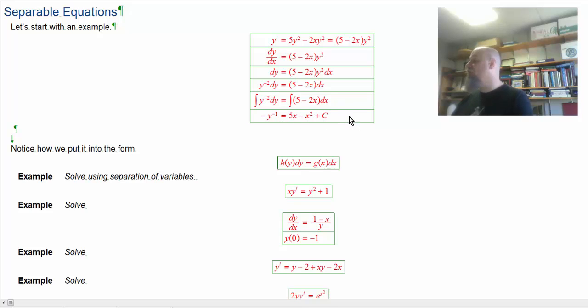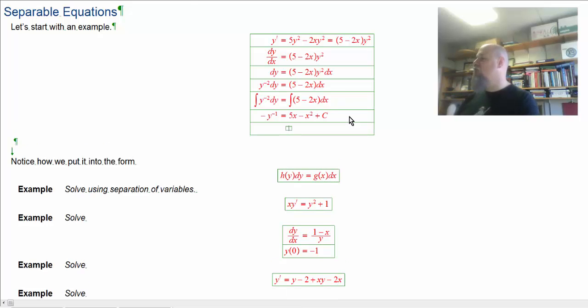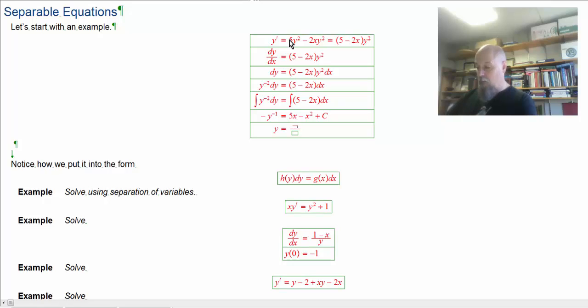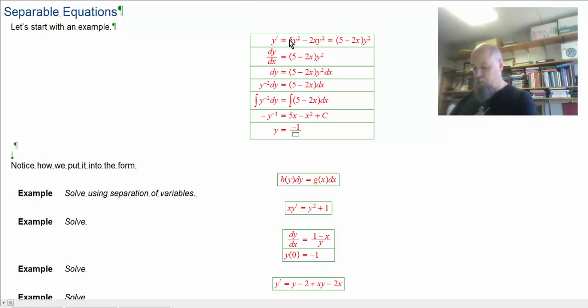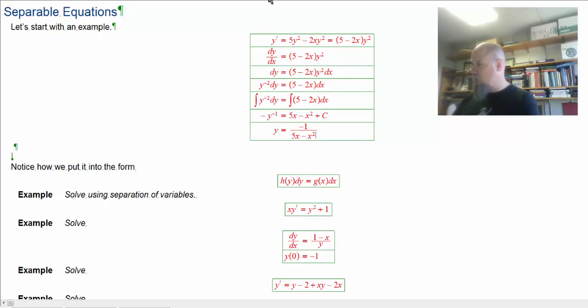Right now I've got the implicit solution because it's written as a function of x and y. The x's and the y's are all jumbled up together. If I wanted the explicit solution, I would solve for y. I would write y equals explicitly a function of x. So in that case y is equal to minus 1 over 5x minus x squared plus c, if I solve for the y.